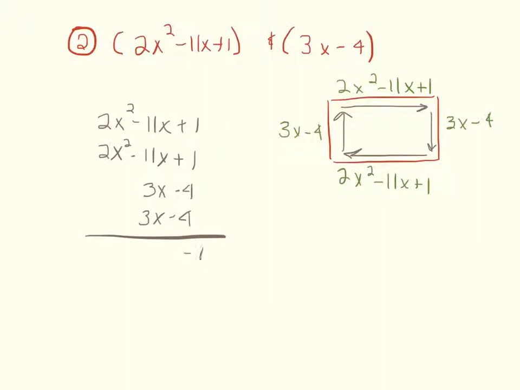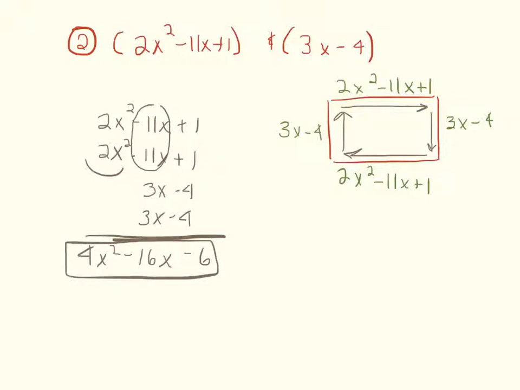Okay, so that's negative 6. This is negative 22 plus 6. That's negative 16x. And then 2x squared and 2x squared is 4x squared. And I'm done.